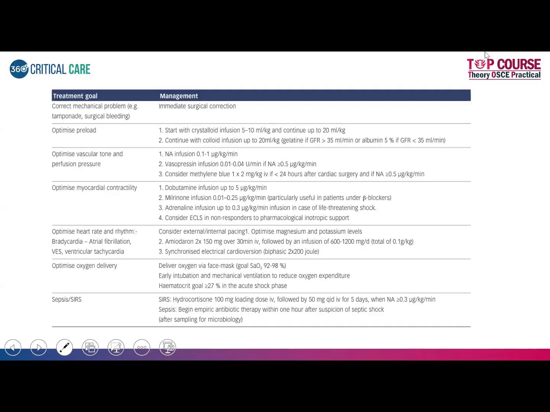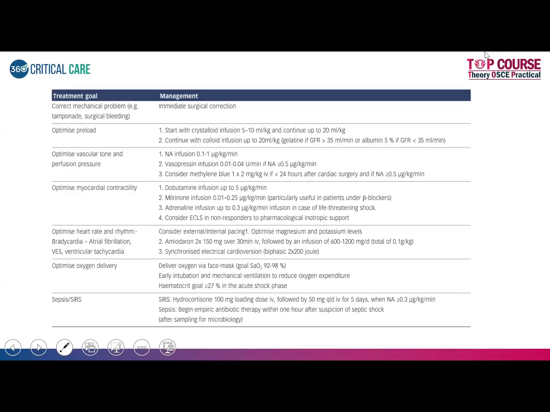Optimize the vascular tone and perfusion pressure. Most commonly used is noradrenaline, even for a cardiac case. Optimize myocardial contractility, just like in any failure case: dobutamine, milrinone need to be used. Any kind of tachy-brady arrhythmias needs to be managed accordingly: whether pacing is needed, whether electrolyte correction needs to be done, any antiarrhythmics or electrical cardioversion. Optimize oxygen delivery and treat the cause.